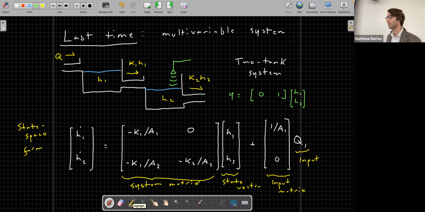Okay, and it's going to come in handy when we start getting into estimation later in the course, when we don't have access to all of the states of the system directly. We may only be able to observe a subset of states, but we can still use some mathematical techniques to infer what the other states of the system are. So we talked about how we could apply this state space form to describe a system consisting of two interconnected parts.